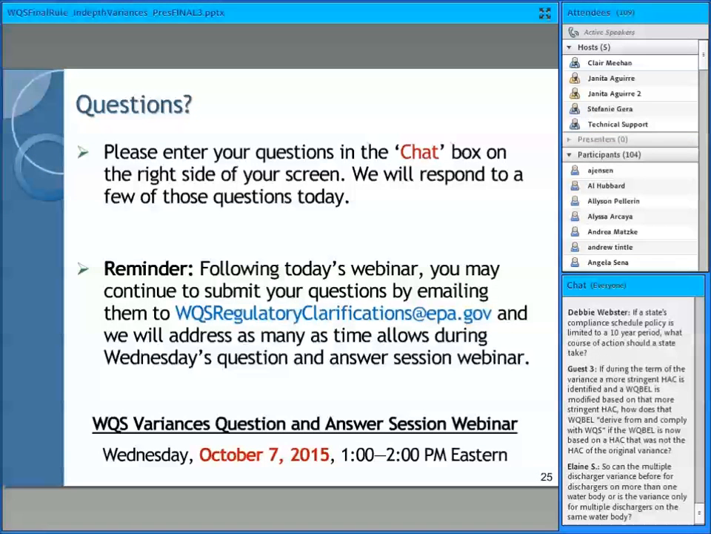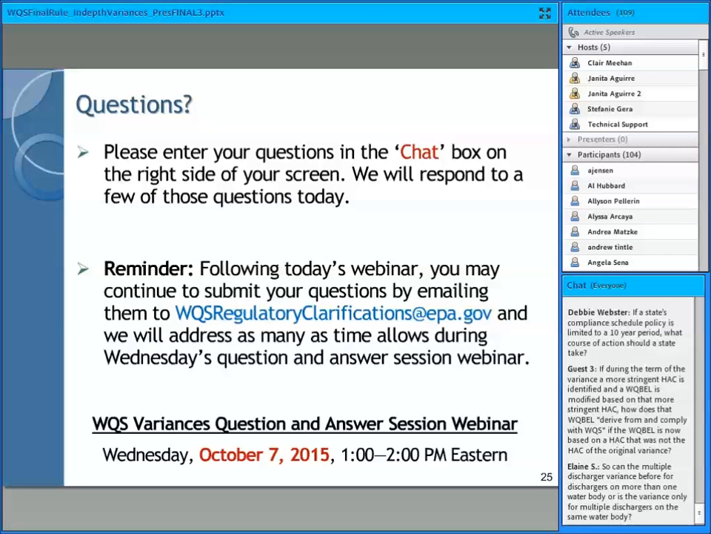Okay. I have another question for Sherry. So Sherry, if during the term of a variance a more stringent highest attainable condition is identified and a QBEL is modified based on the more stringent highest attainable condition, how does that QBEL derive from and comply with water quality standards if the QBEL is now based on the highest attainable condition that was not the highest attainable condition at the start of the original variance?